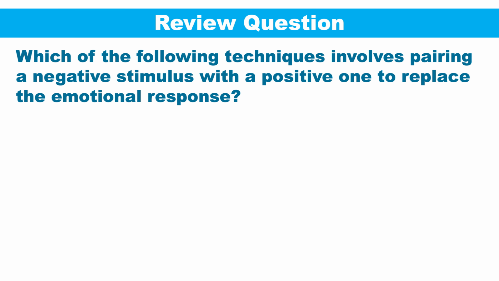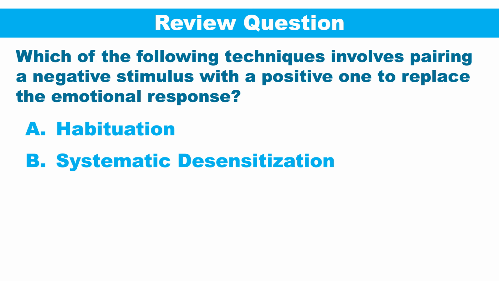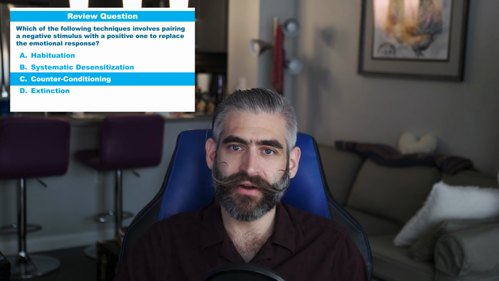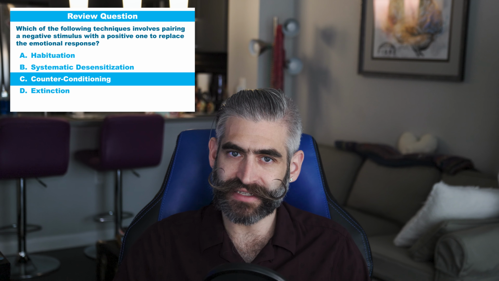Before we conclude, let's do a bit of review. Which of the following techniques involves pairing a negative stimulus with a positive one to replace the emotional response? A. Habituation. B. Systematic desensitization. C. Counterconditioning. Or D. Extinction. The correct answer here is C. Counterconditioning. This method rewrites associations by pairing the undesired stimulus with something positive.